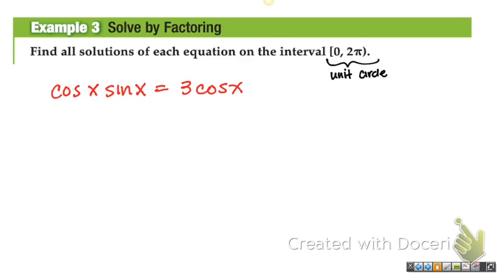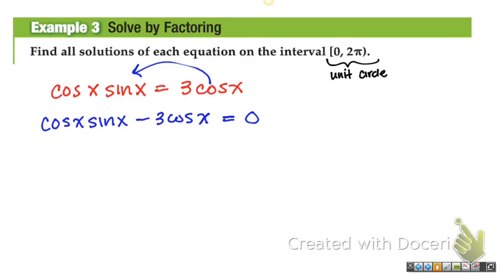Okay, so let's factor this guy. So I'm going to start by moving this guy over here. Then I might notice that both of these terms have a cosine in them. So I'm going to factor out the cosine. When I factor it out here, I'm left with sine x. When I factor it out here, I'm left with 3.